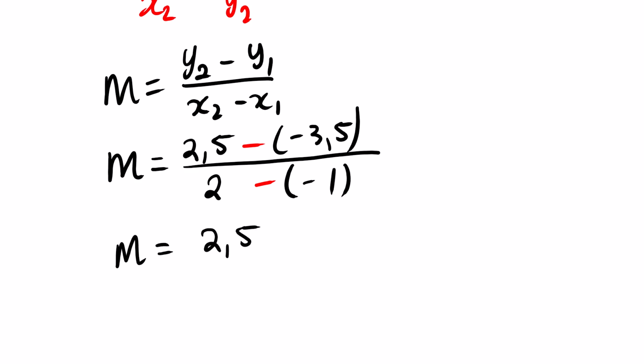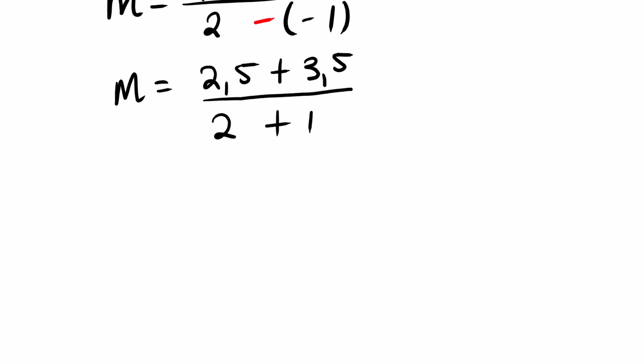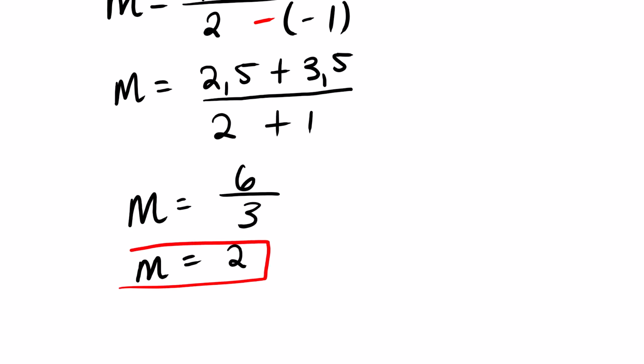From here we have 2.5, negative multiplied by negative is positive 3.5, divided by 2, negative and negative is positive 1. 3.5 plus 2.5, the answer is 6. And then 2 plus 1, it's 3. Our answer is 2. This is our gradient.